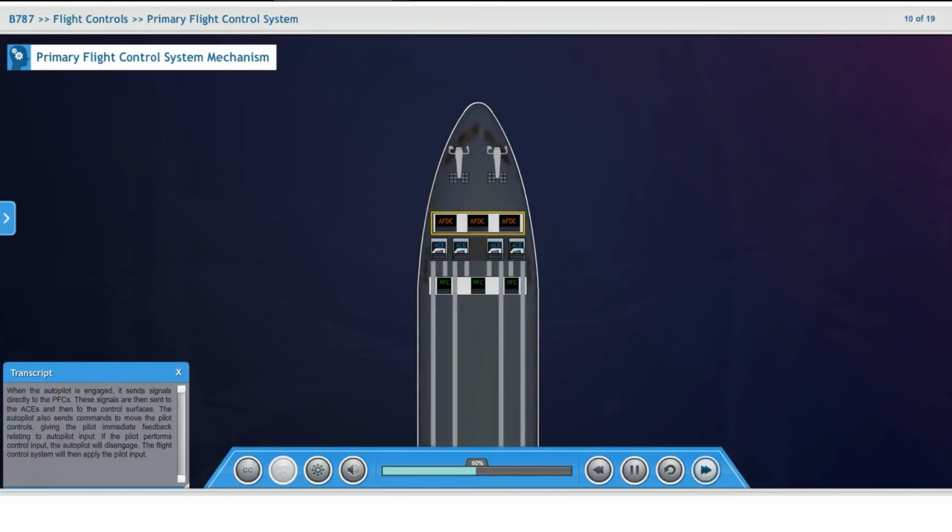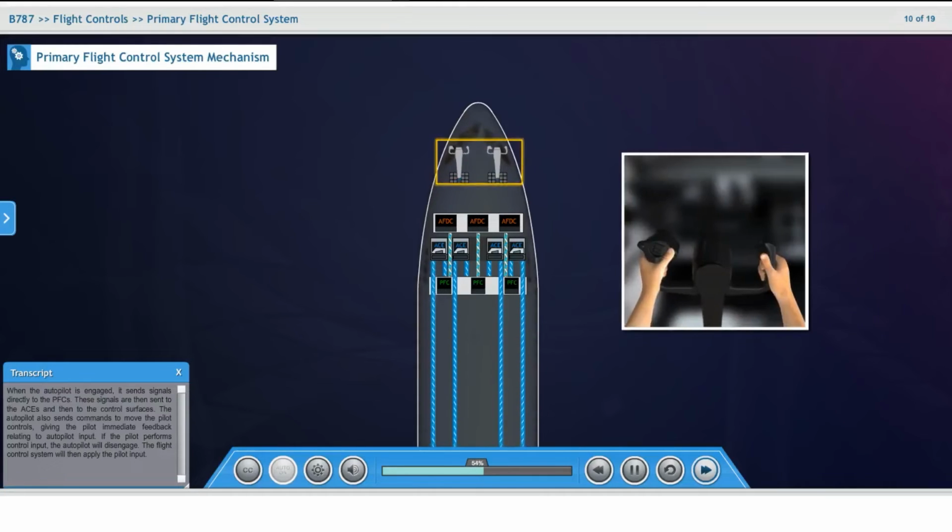When the autopilot is engaged, it sends signals directly to the PFCs. These signals are then sent to the ACEs and then to the control surfaces. The autopilot also sends commands to move the pilot controls, giving the pilot immediate feedback relating to autopilot input. If the pilot performs control input, the autopilot will disengage. The flight control system will then apply the pilot input.